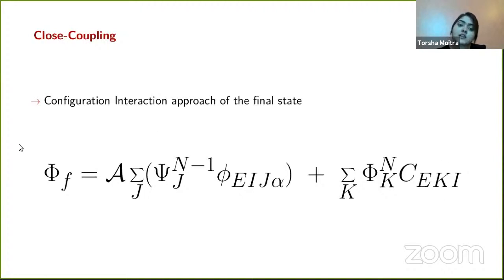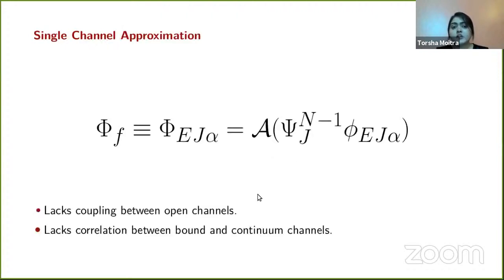But this full close coupling expression is computationally very, very expensive. Hence, we restrict ourselves to only the first term, and even within the first term, we consider only one product. This is known as the single channel approximation, in which the final wave function is described by the antisymmetrized product of the n-1 bound state and the continuum wave function.